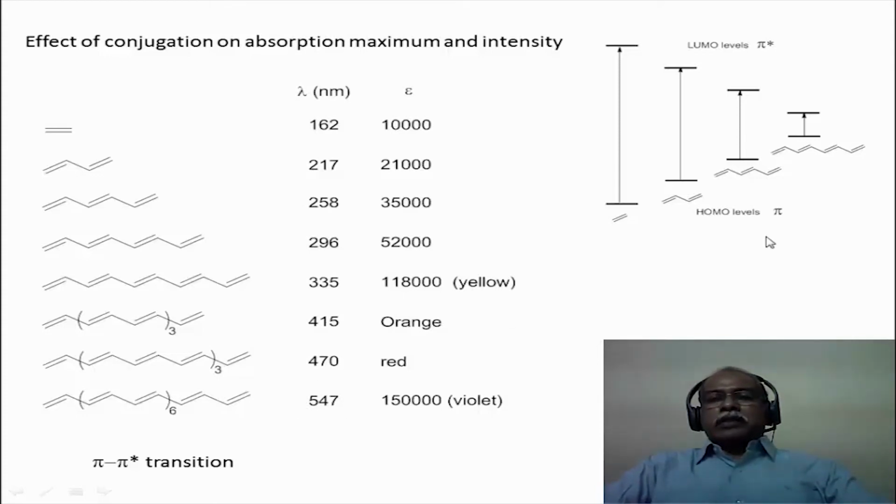The effect of conjugation on the HOMO to LUMO level or the pi to pi star level is essentially decreasing the gap of the HOMO LUMO or the pi to pi star level, thereby increasing the lambda values of the transition corresponding to that.